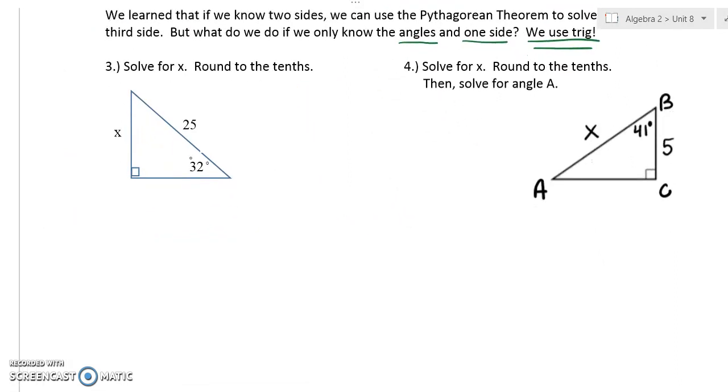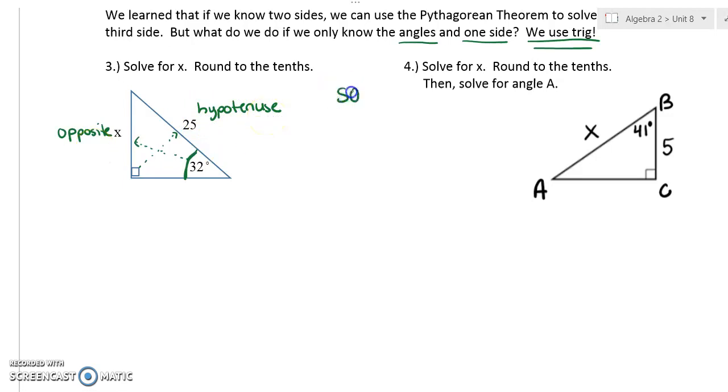Okay, so I have an angle here, so I'm going to be looking at everything from here, from 32 degrees. Across from that is x, and this is my opposite side. That's what I'm trying to find. Now, across from 90 is 25, so this right here is my hypotenuse. So the idea is, what trig function has opposite and hypotenuse?